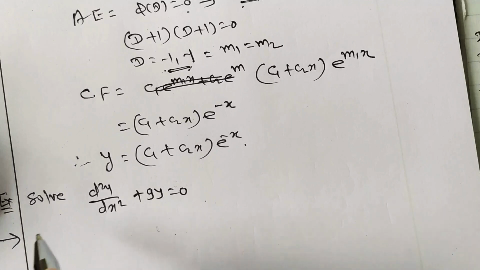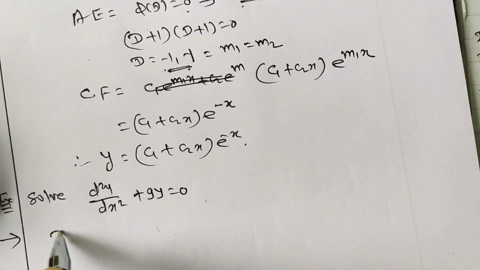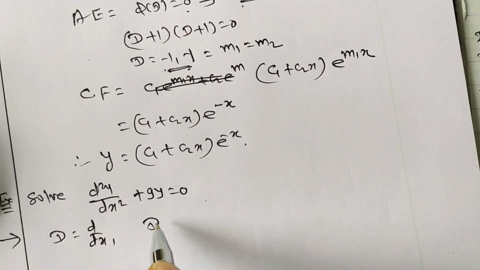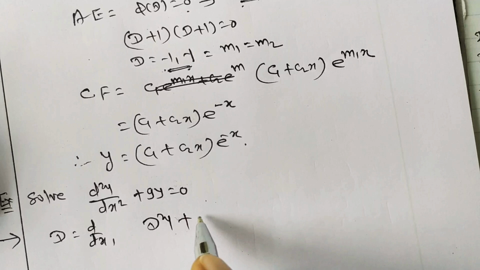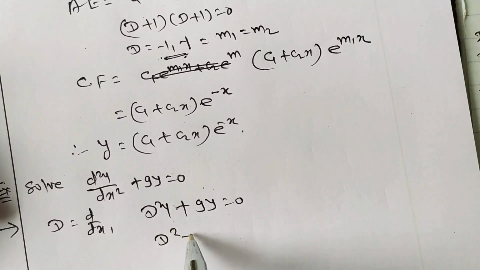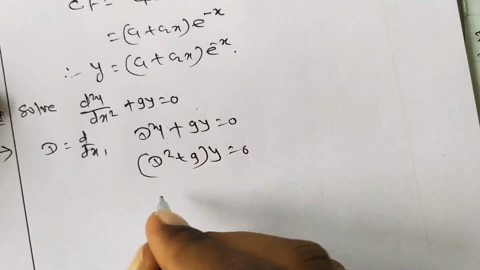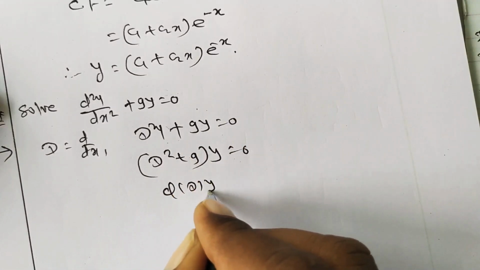So next problem is solve d2y by dx square plus 9y equal to 0. So how we solve this? Using capital D is equal to d by dx, first we have to write this differential equation, that is D square y plus 9y is equal to 0. So if you take y common, then D square plus 9 into y equal to 0, means this is phi of D into y equal to 0.